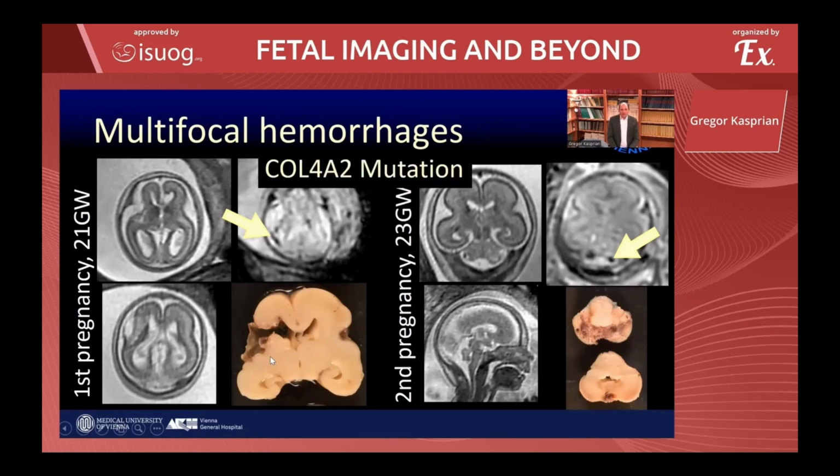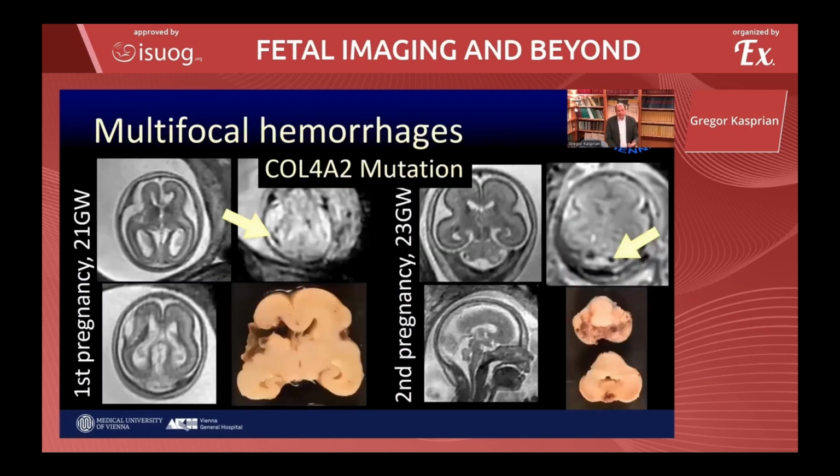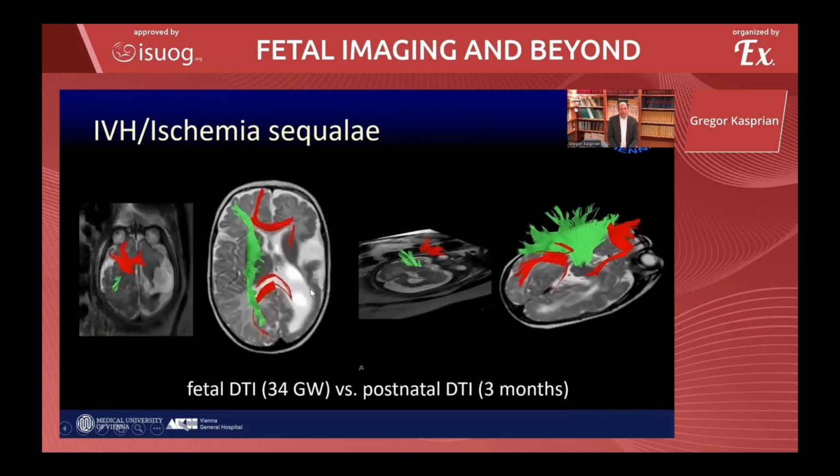These two cases were the result of a genetic mutation, a COL4A2 mutation, which leads to a higher risk for hemorrhages. And whenever you see a multitude of hemorrhages, and whenever you basically have a fetal brain hemorrhage, you should also include the possibility of a COL4A2 mutation or A1 mutation as a causing mutation.